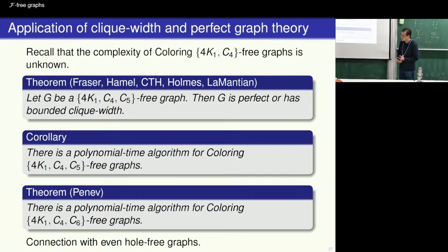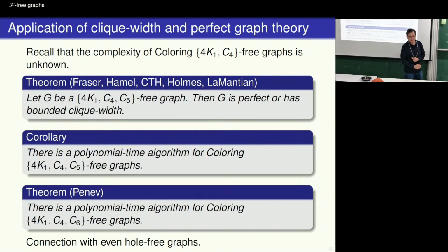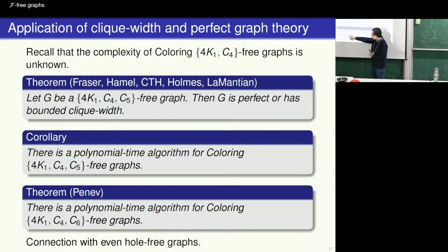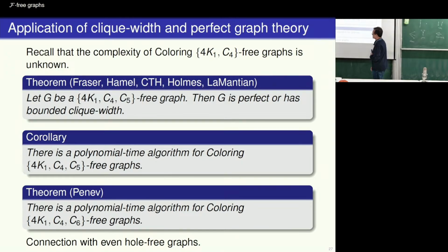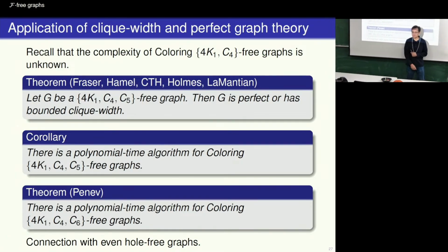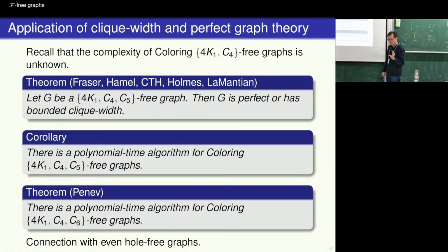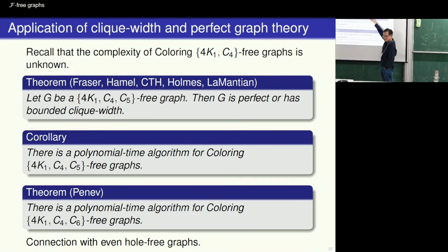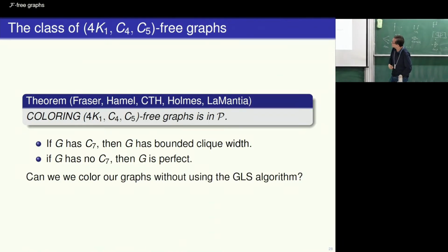Actually, I want to mention an even nicer theorem by Irena Penev, where she replaced the C5 with the C6. This is more interesting because this is a class of graphs without even holes. Graphs with no C4, no C6, no 4K1, a graph without even holes. In a sense, she showed that an even hole free graph without a 4K1 can be colored in polynomial time. But I want to show you how this proof goes in this case, because you can make a lot of variations on the problem.